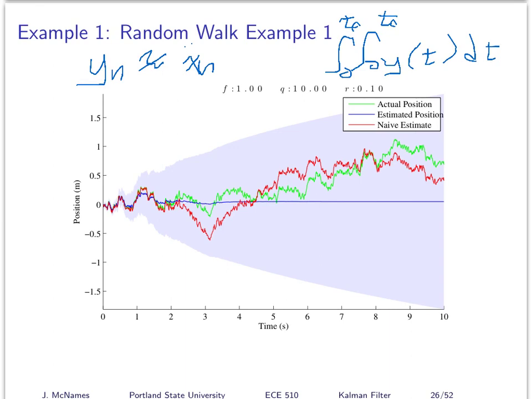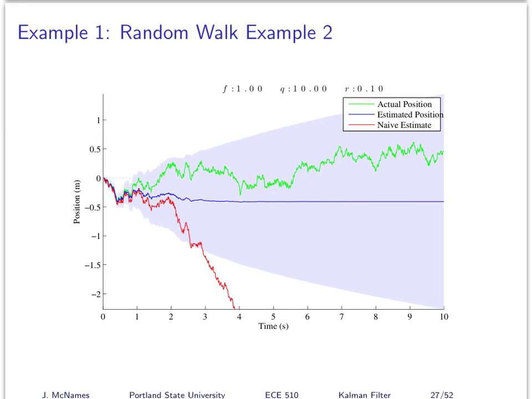Yeah, it's just another run. These numbers didn't change: 1, 10, and 0.1. This just shows another example. I don't remember if I changed the parameters. I think this is just another run. So in this case, the naive estimate goes completely outside the confidence intervals, and the actual position stayed within them over the entire duration.